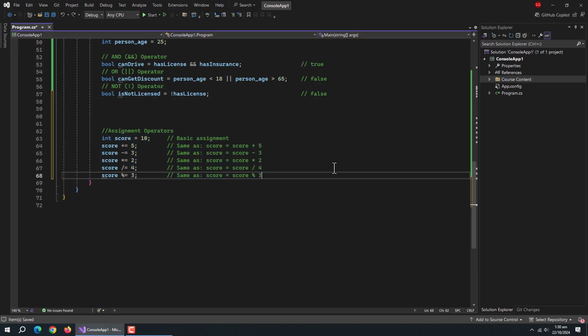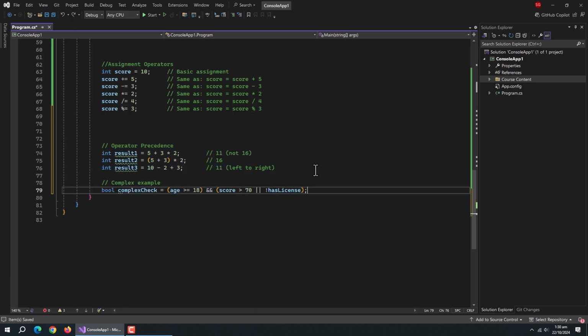Next are assignment operators. Assignment operators help you assign values to variables. The basic assignment operator simply assigns a value. Compound assignment operators combine arithmetic with assignment. They're shortcuts that make your code cleaner and faster to write.